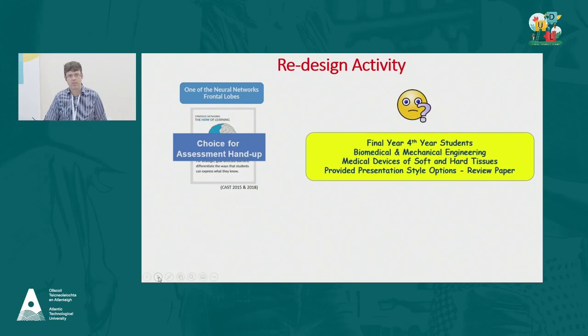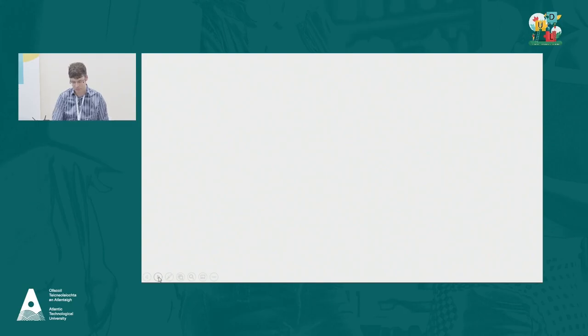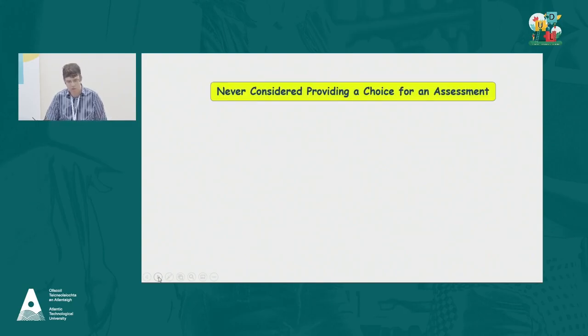So how did I do this? I have fourth-year biomedical and mechanical engineering students who take medical device for soft tissues in their first semester, and then I continued on the choice of assessment into the second semester for medical device for hard tissues. Now, I never considered providing a choice for assessment before. If they were to present, they'd have to present. If they had to write a paper, they'd have to write a paper, and that was it. They had to do it a certain way. And I think I'm probably not the only lecturer who does that, especially in engineering, kind of rigid that way.